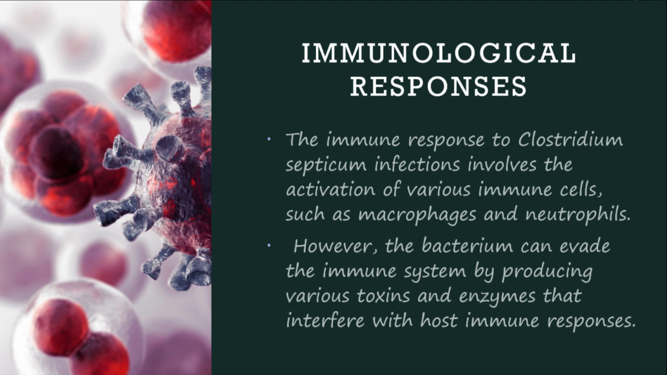These virulence factors can inhibit the function of immune cells, impair phagocytosis, and disrupt the signaling pathways involved in the immune response. By evading the immune system, Clostridium septicum can establish and spread infection more effectively. Understanding the mechanisms by which the bacterium evades the immune system is important for developing effective treatment strategies and vaccines.